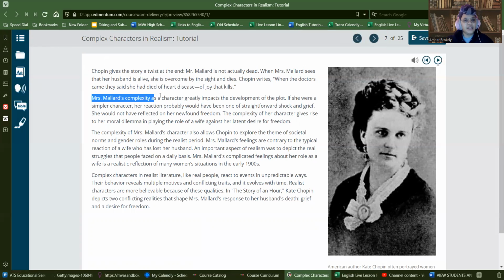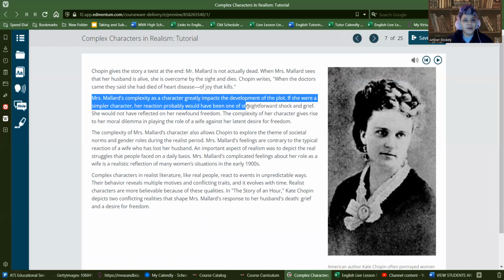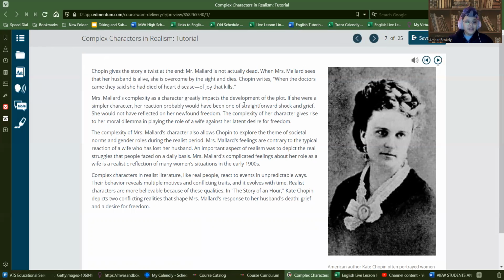Mrs. Mallard's complexity as a character greatly impacts the development of the plot. If she were a simpler character, her reaction probably would have been one of straightforward shock and grief, right? But she wouldn't have reflected on her newfound freedom. But we know from the fact that she thought about it, that the way that her life is and the way that she came to be married must have affected her reaction to her husband's death. So there's more in the background that affects her character than just what people see on the surface. And that's what makes a complex character.